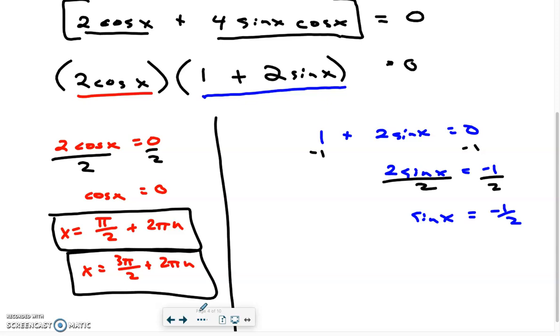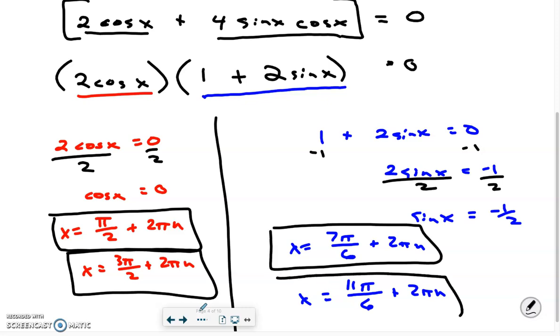So now where on the unit circle is sine equivalent to negative 1/2? What are you going to tell me, please? 7 pi over 6 and 11 pi over 6. Remember, we need the complete solution, so plus 2 pi n in both cases. There's no overlap, so both of these are part of our solution. So all 4 of those are our solutions.